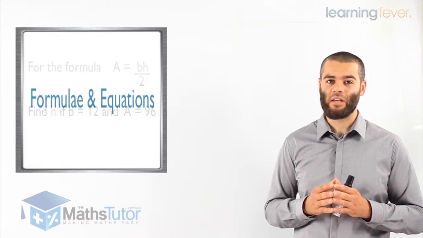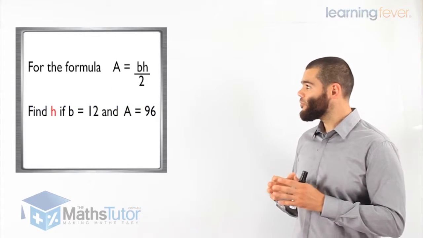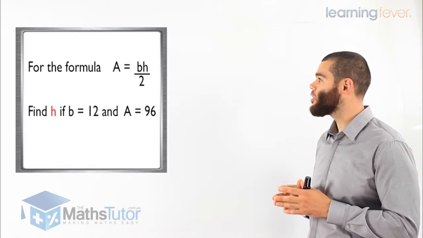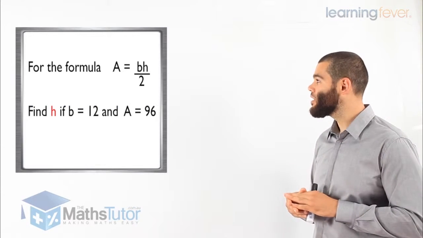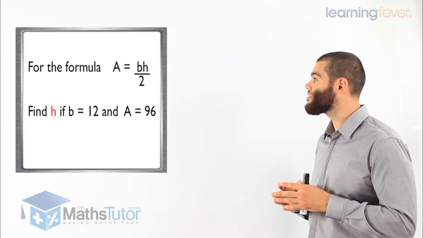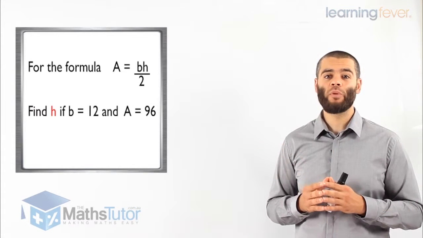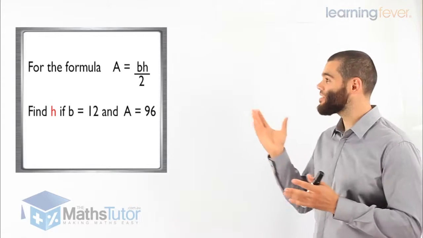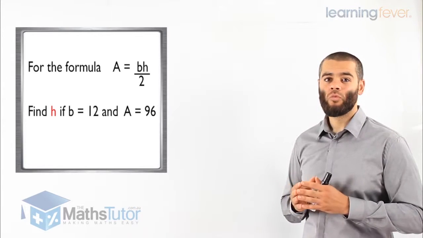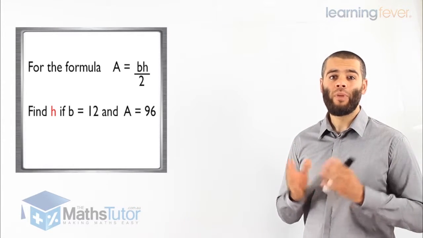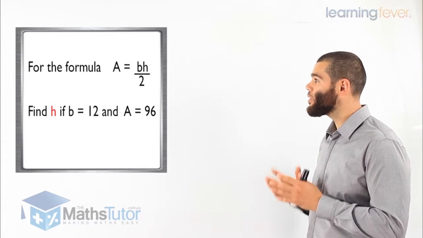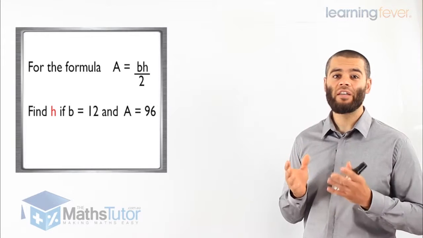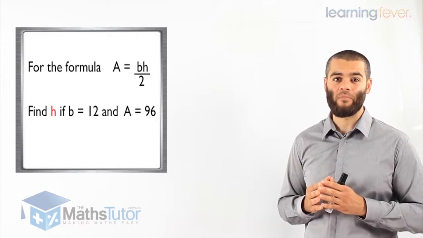Let's see one example. For the formula A equals BH over 2, find H if B is 12 and A is 96. Normally with formulas we're asked to find the subject, in this case the A. But here we're actually asked to find one of the variables, in this case H. Find H. How do we work it out?